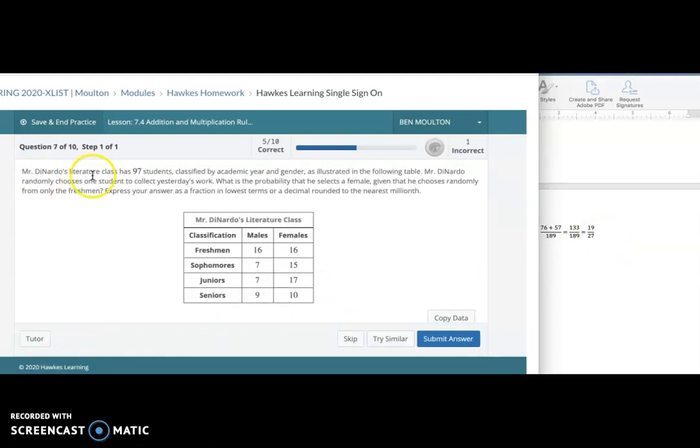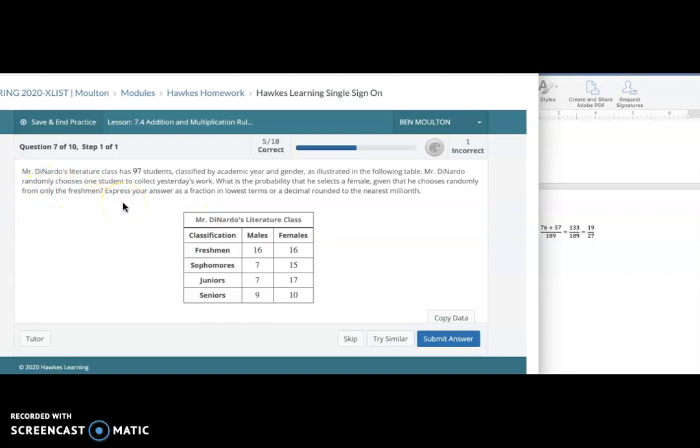Mr. DiNardo's literature class is 97 students, classified by academic year and gender as illustrated by the following table, which we see here. Now, he randomly chooses one student to collect yesterday's work. What's the probability that he selects a female, given that he chooses randomly from only the freshmen?